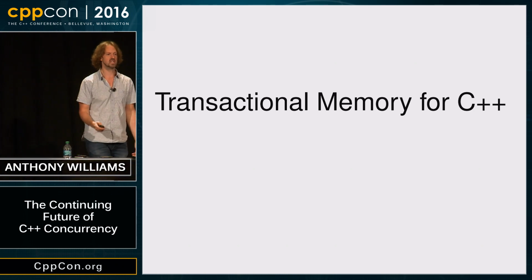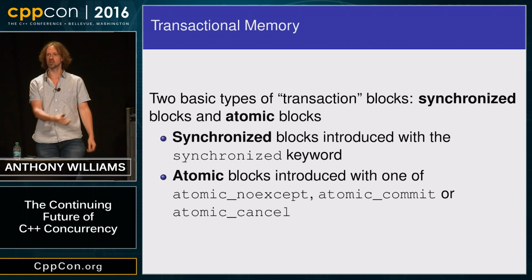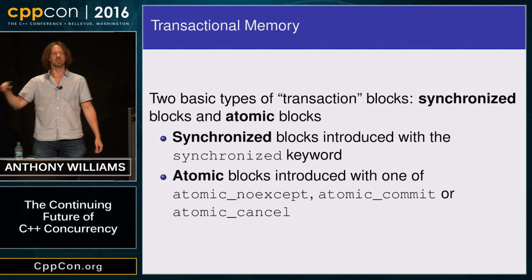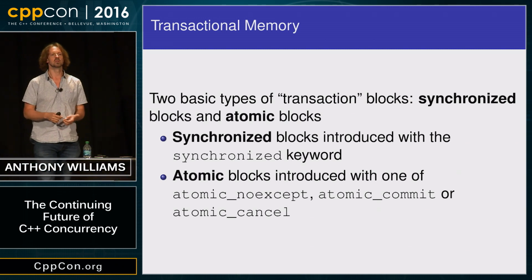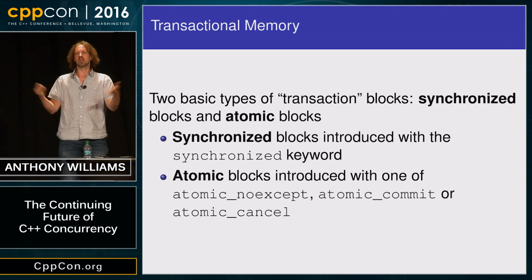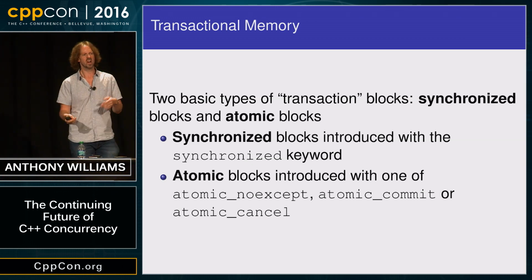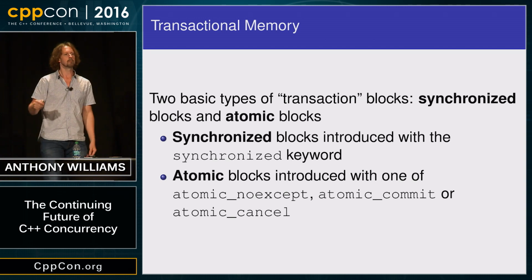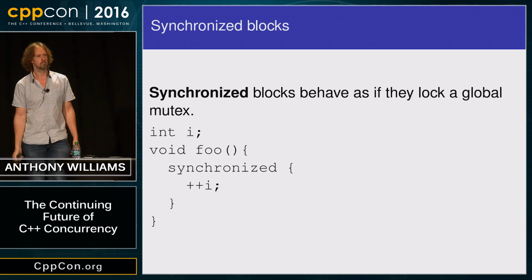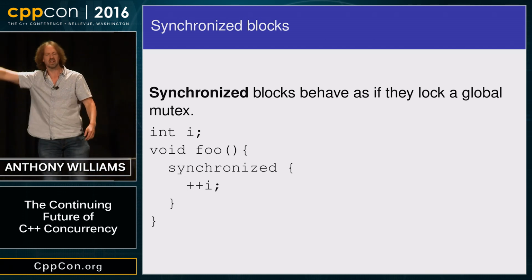There's also the transactional memory TS. Two basic types of transaction blocks: synchronized blocks and atomic blocks. The synchronized blocks are sort of equivalent to as if there was a mutex around it, but it makes it work so there isn't. Atomic blocks are lower level potentially, and then you have to deal with possible exceptions and whether they automatically commit or automatically cancel. So you introduce them, you just put the appropriate keyword before a block, and that is now part of the transaction.